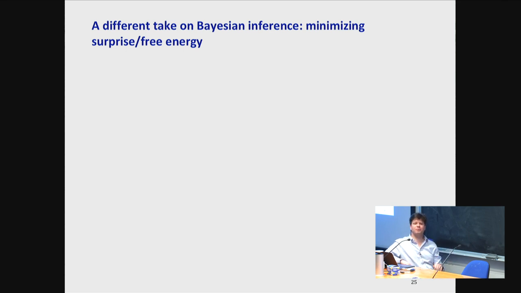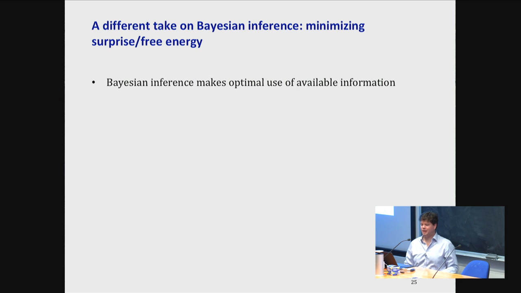We're not going to try to sort of solve Bayes' theorem primarily. We will do something else. And then in the end, we'll see that it's exactly equivalent to solving Bayes' theorem. So what we'll do is we will minimize surprise or free energy.